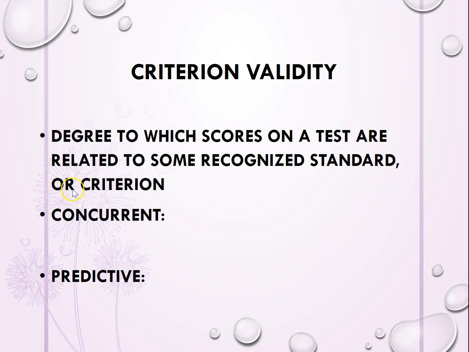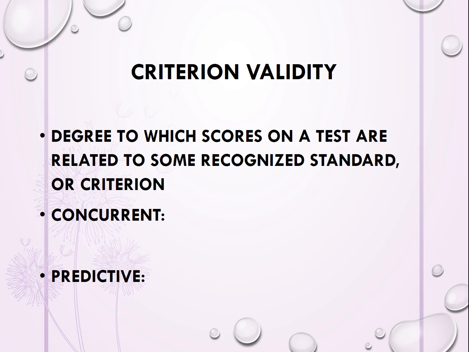Criterion validity refers to the degree to which scores on a test are related to some recognized standard, or criterion. Measurements used in research studies are frequently validated against some criterion. There are two main types of criterion validity: concurrent validity and predictive validity. Concurrent validity is a type of criterion validity that involves correlating an instrument with some criterion that is administered at about the same time.